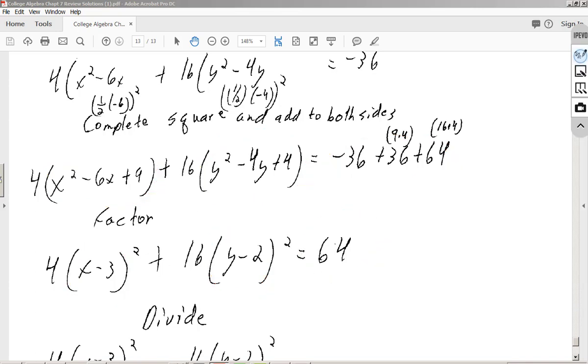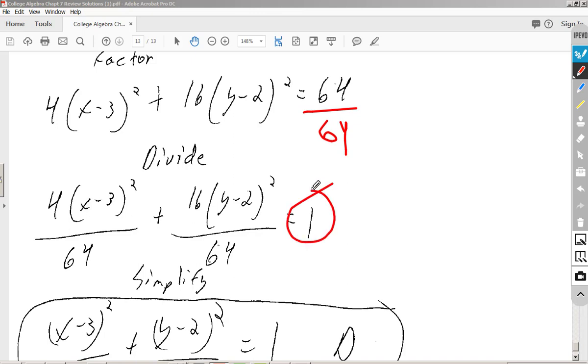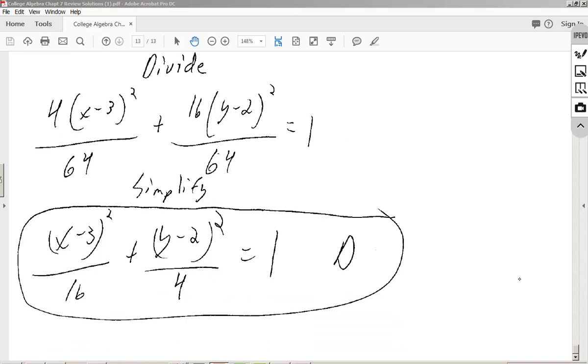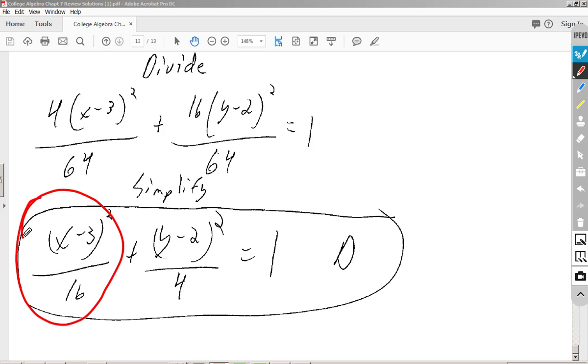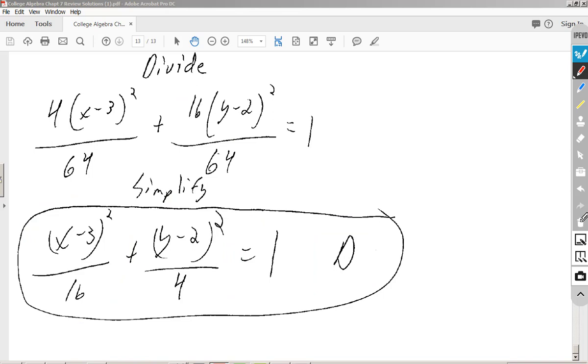Last step, go ahead and divide everything by 64. When you divide everything by 64 and simplify it down, this becomes a 1. And when I divide this out, that's 16 over 64 and 4 over 64. Simplify that down, so 4/64 is going to become 1/16, and then your 16 over 64 is going to become your 1/4, and that all equals 1. And so that matches D. So in standard form, I've got (x - 3)²/16 + (y - 2)²/4 = 1.